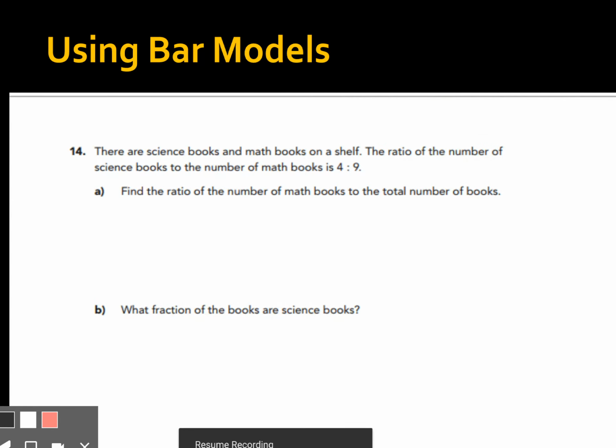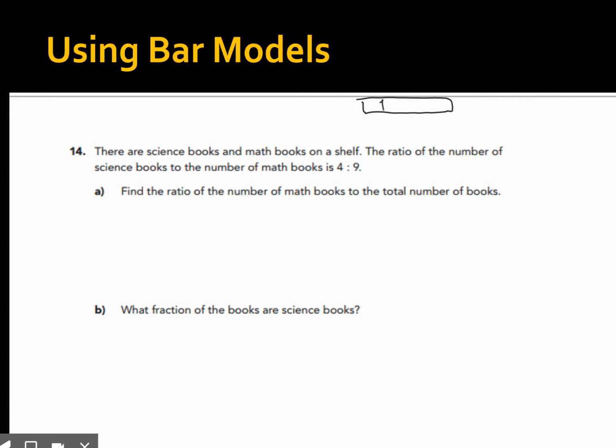All right, so I'd like you to give number 14 a shot. I'll help you out with just drawing this bar model over here. There are science books and math books on a shelf. The ratio of the number of science books to math books is 4 to 9. So that means I have 1, 2, 3, 4 science books.